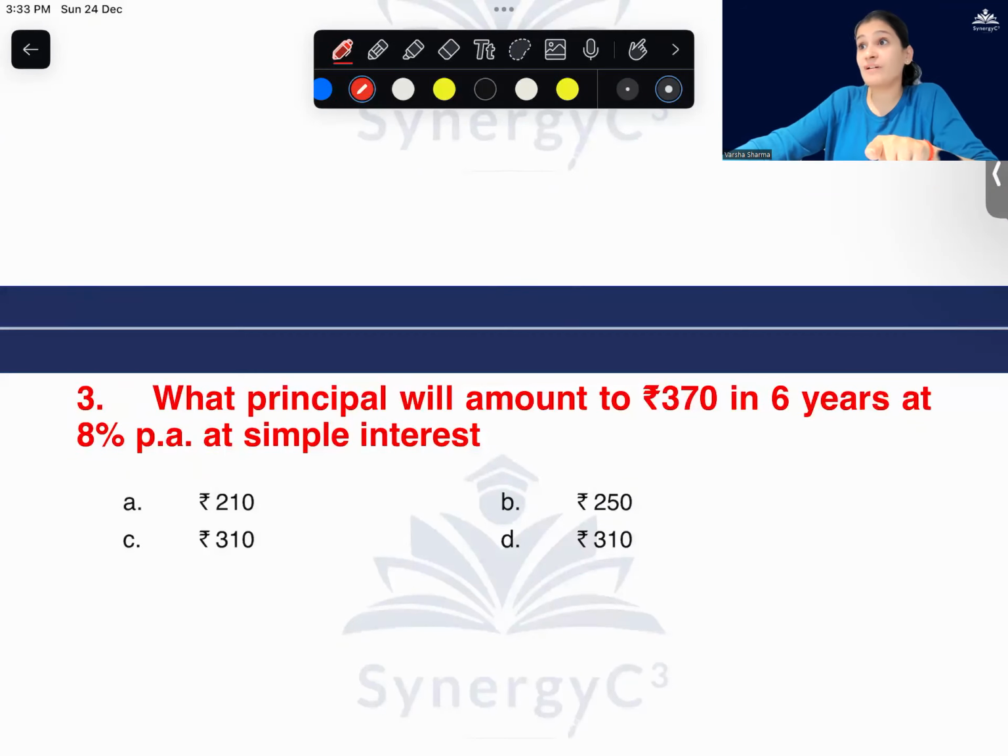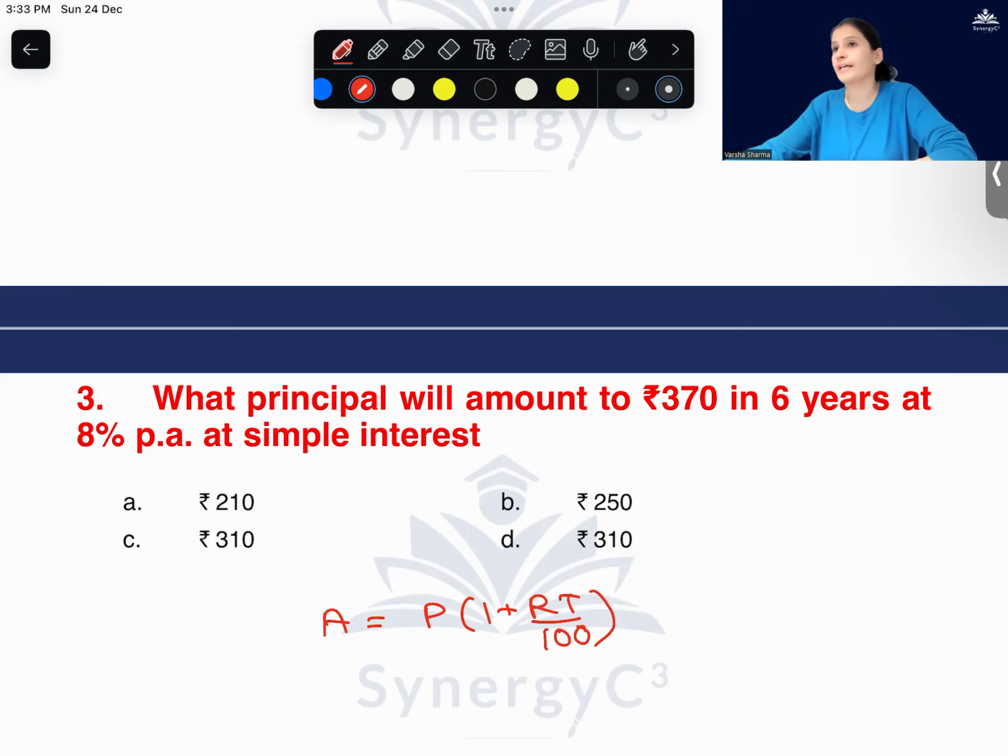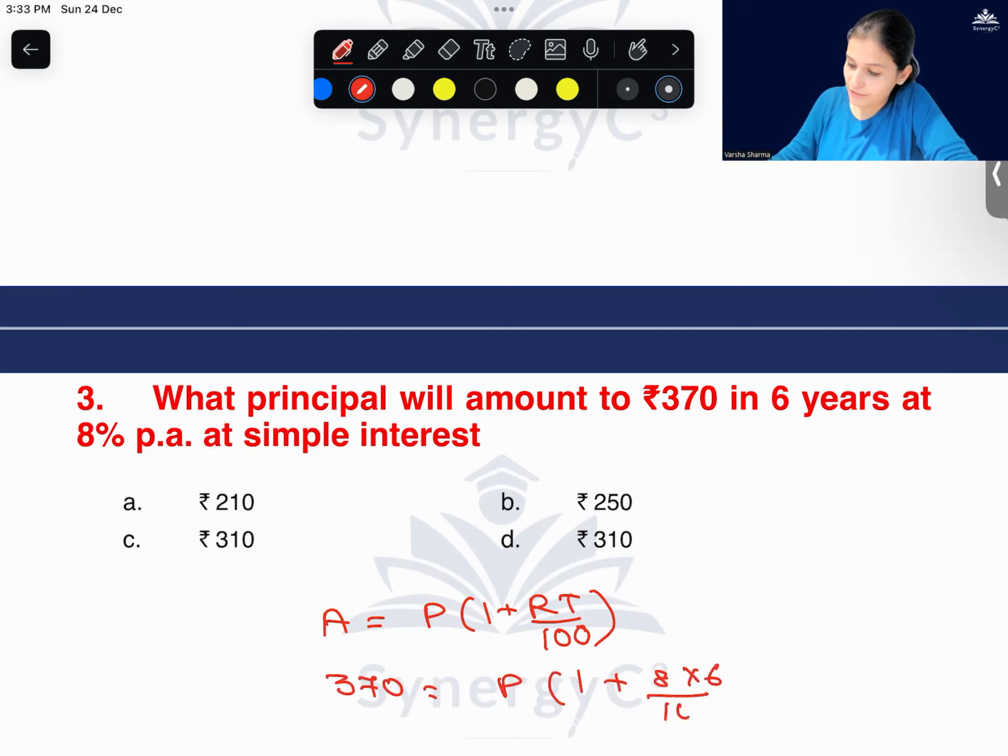Now here you directly have the amount. Use that formula. What was the formula? Amount is equal to principal into 1 plus RT upon 100. Use this formula, you will directly have your answer. No X required. We already have the amount. We need the principal. 1 plus 8 into 6 upon 100. So you calculate the bracket part first, save it into M plus, and then 370 divided by MRC equal.